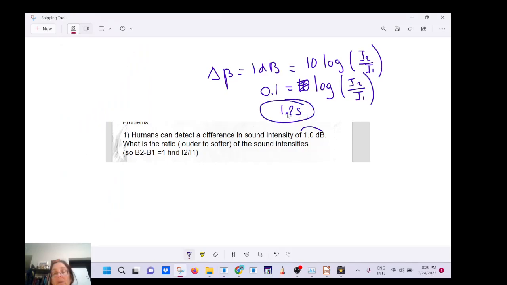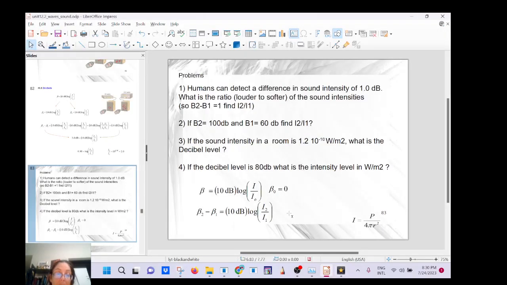So it means we can detect a change in sound only if the intensity is multiplied by 1.25. That's why the ear is not linear, because if you add 1 to the intensity, it's not going to be able to detect it. Okay?